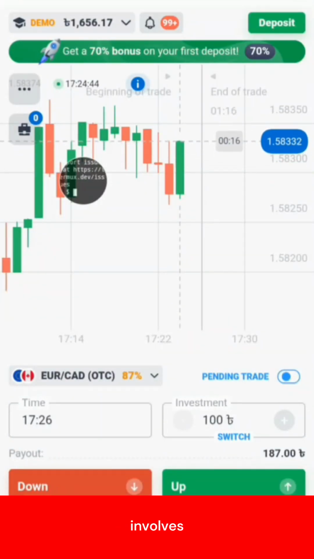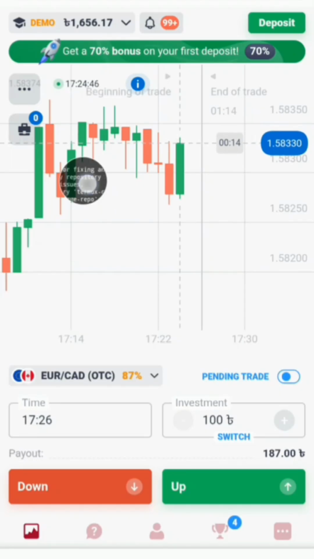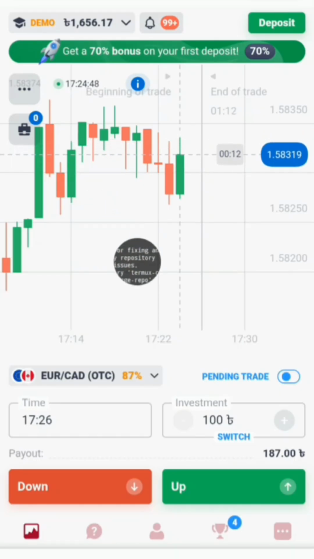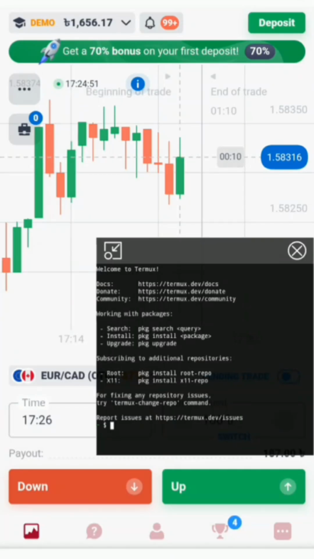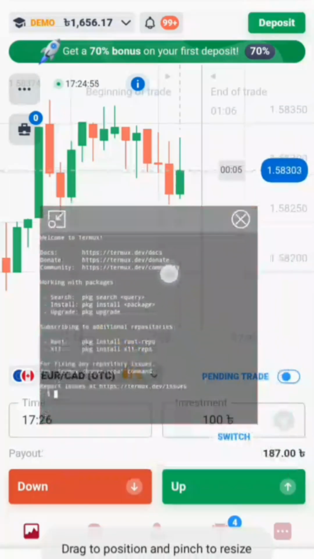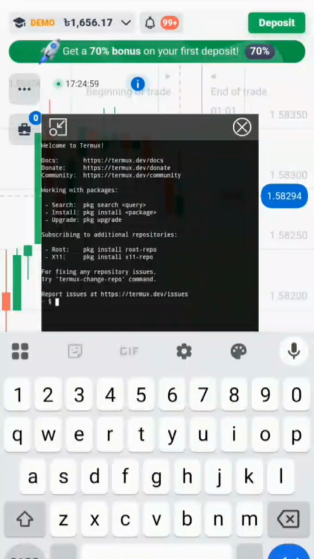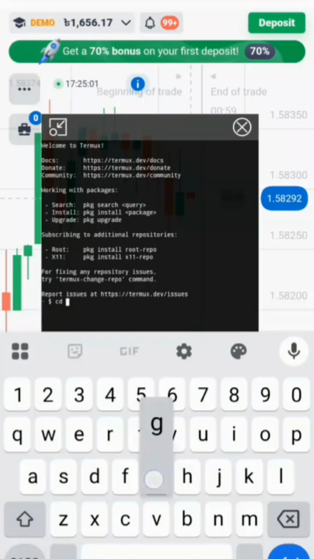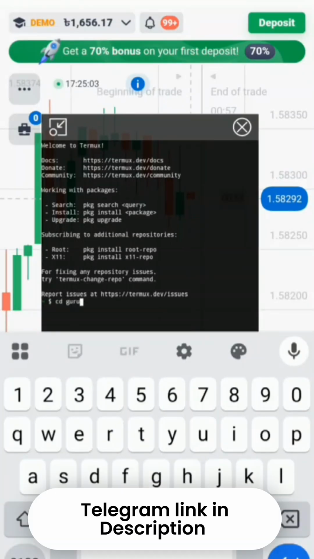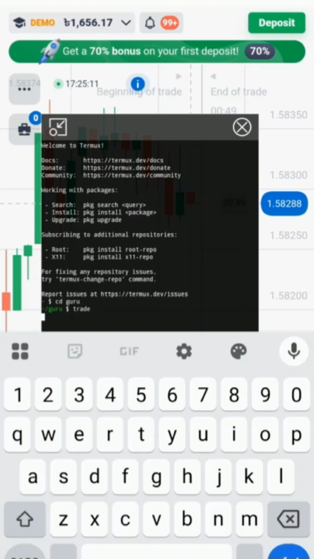In today's video, we are talking about the Quotex mobile version auto trading bot. This auto bot analyzes the market by itself and places trades automatically based on the settings you choose. You do not need to place trades manually or watch the screen all the time. You only set the trade amount, time, and risk level, and the bot handles the rest.